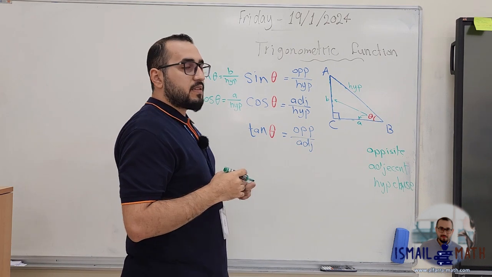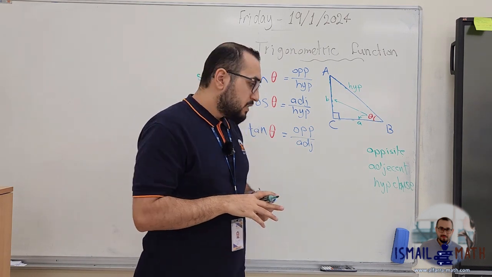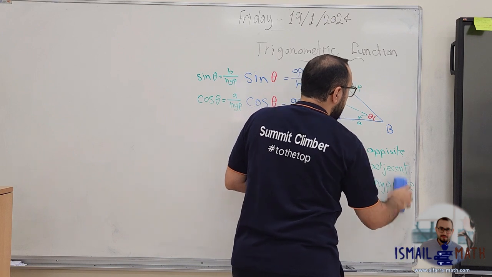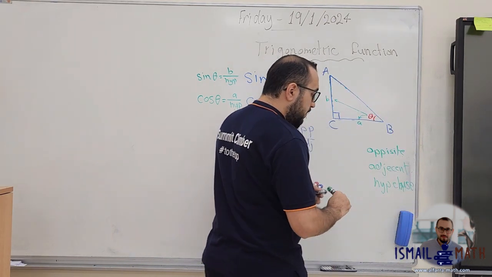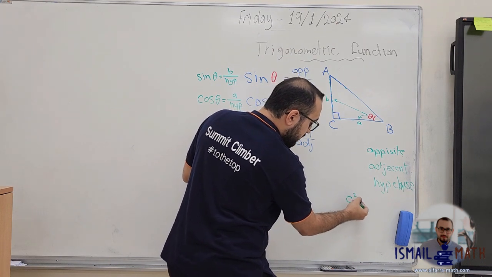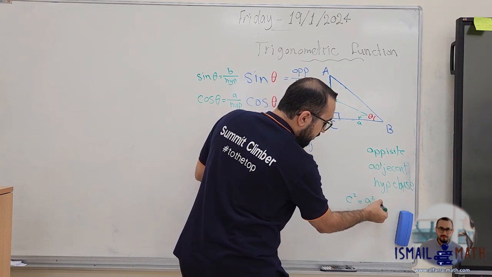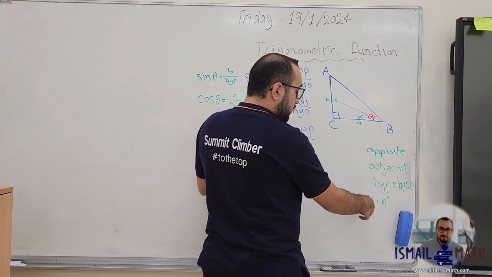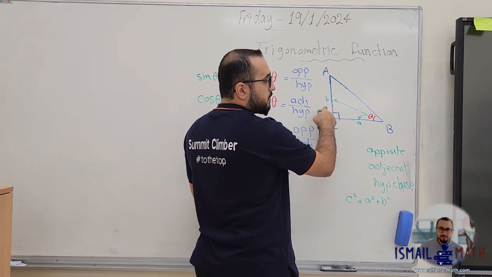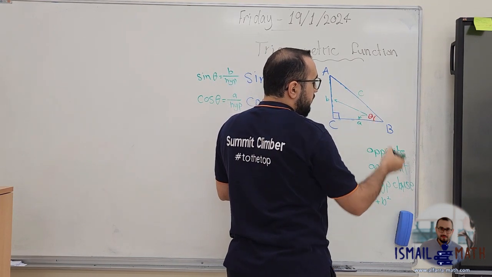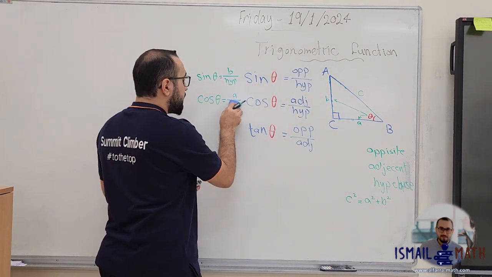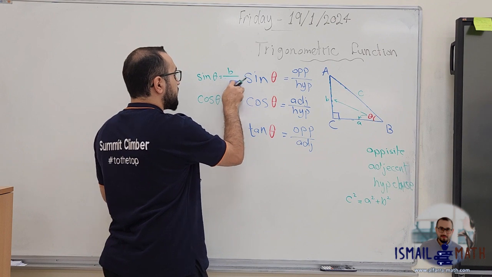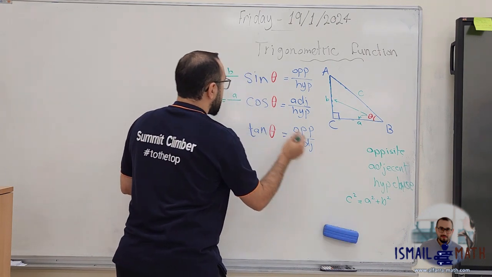So every time I say hypotenuse, let's change the word hypotenuse and write a small letter, using the Pythagorean theorem. Do you remember the Pythagorean theorem, c squared equals a squared plus b squared? We have this is a, this is b, so for sure this one will be small c. So now let me change the hypotenuse in sine and cosine and write a small c.